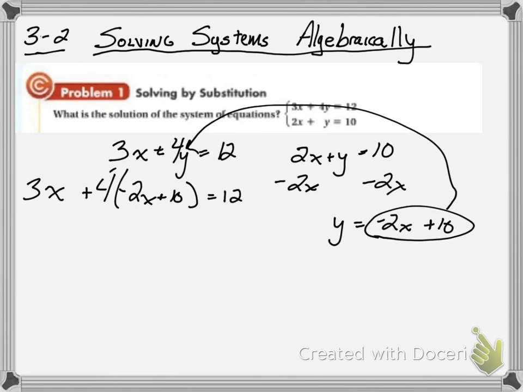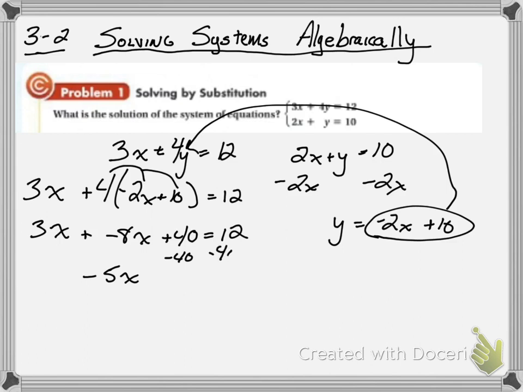Why do I do parentheses? Because now I know I need to distribute that through. That gives me 3x plus negative 8x plus 40 equals 12. Combine like terms, 3x and negative 8x is negative 5x. Go ahead and subtract the 40 over as well. I get negative 5x equals negative 28.